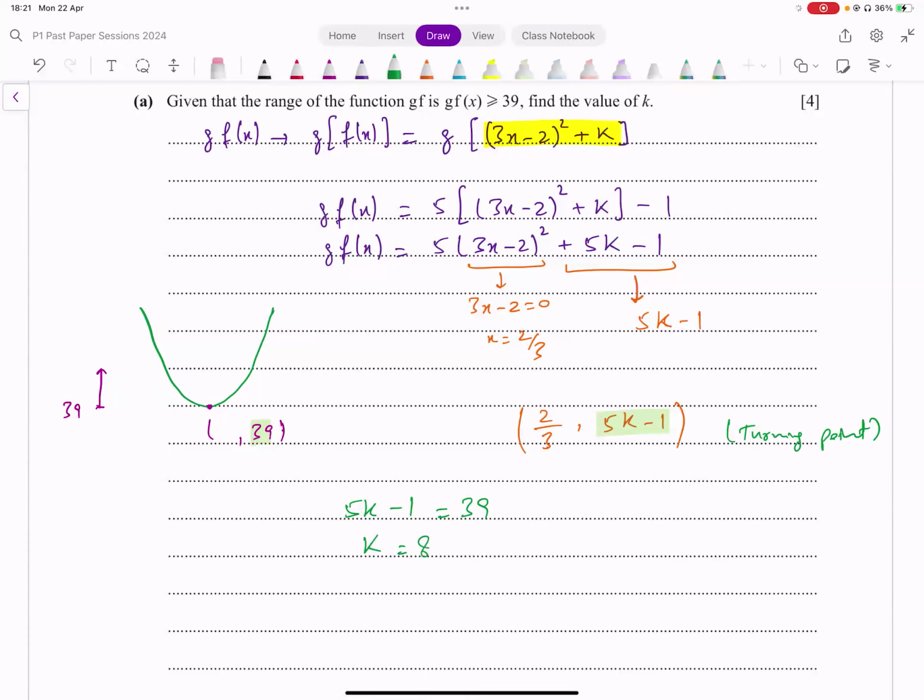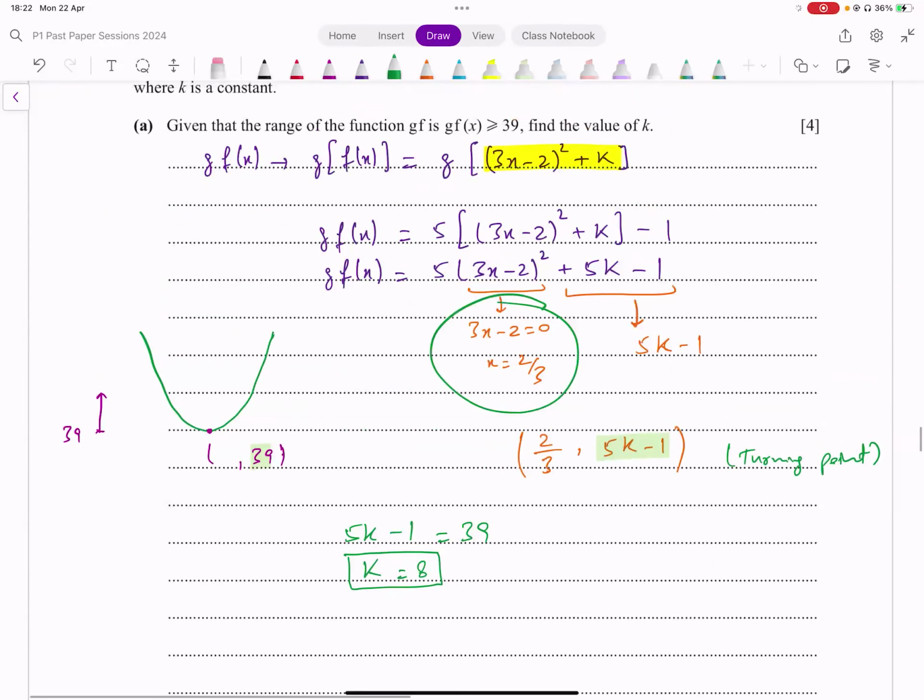Okay, yes, Matul. So why did we equate 3x minus 2 to 0? To find the x coordinate of the turning point. We don't need that here, but in case we need that later on at some point, I'm just writing that down here. It's not needed here. It's not required here. It's just something extra that I'm just writing here.